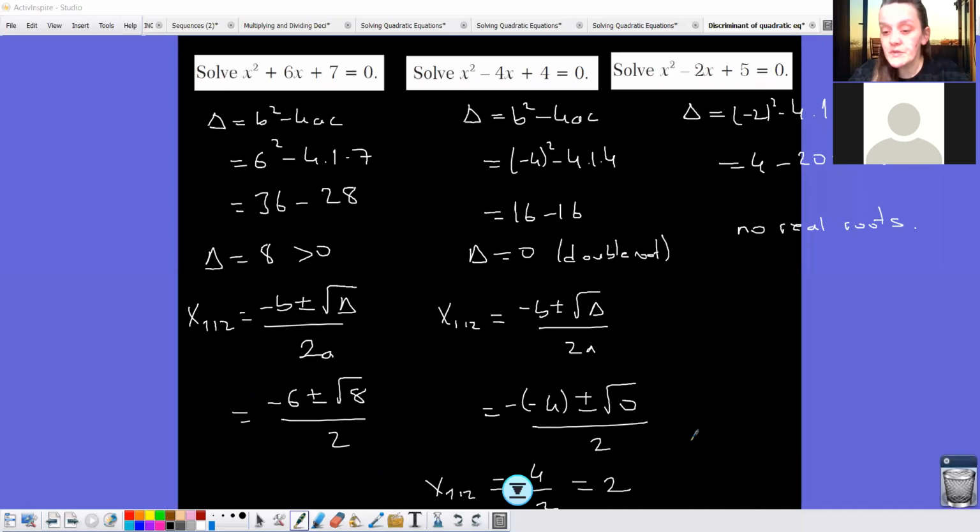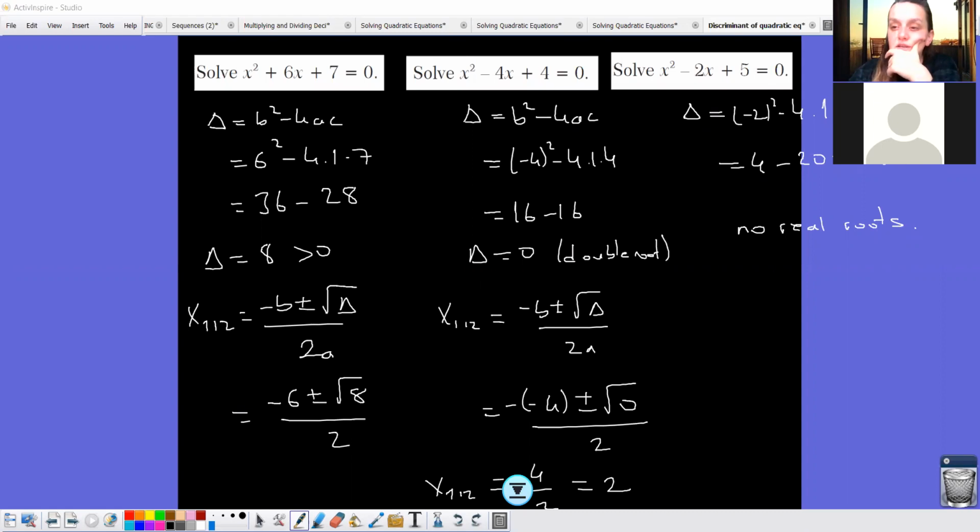What do we have in the discriminant? Greater than 0, equal to 0, and less than 0. What will happen if the discriminant is greater than 0? What did we say? We will have two different solutions. Yes.